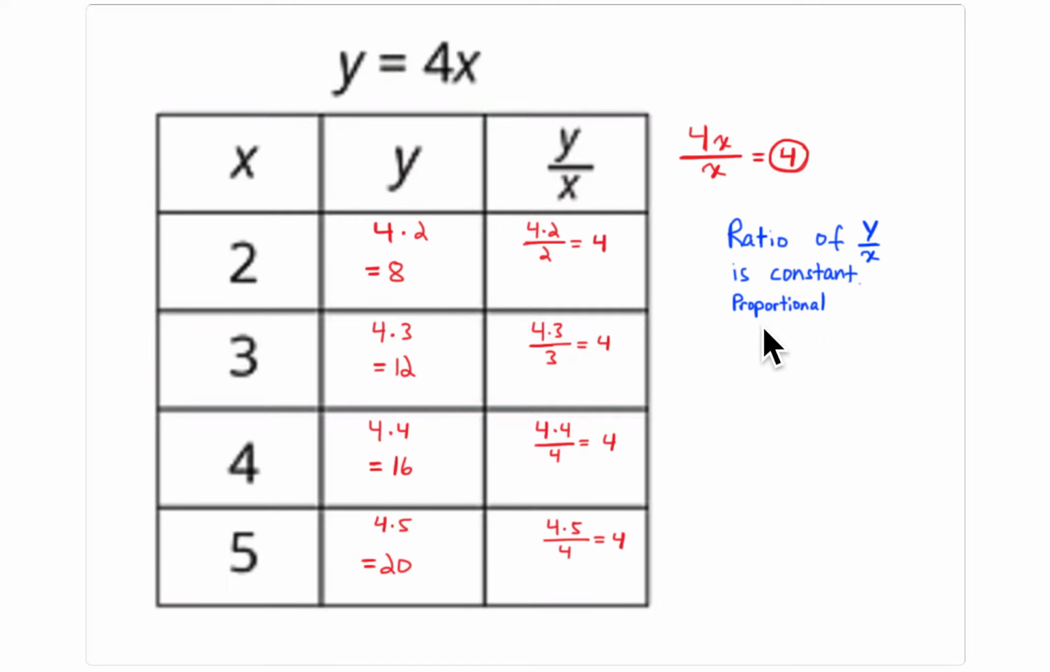4 is the constant of proportionality, so this is a proportional relationship.